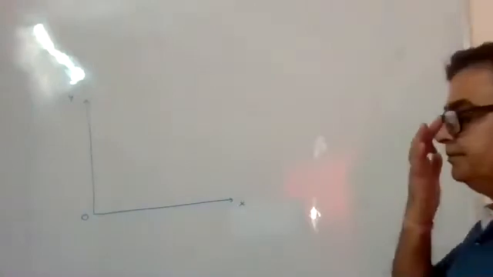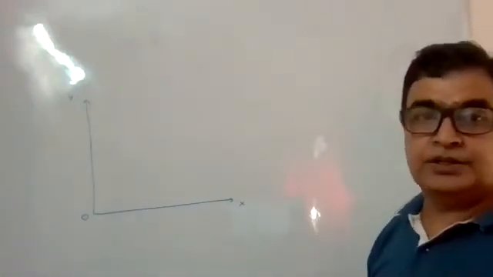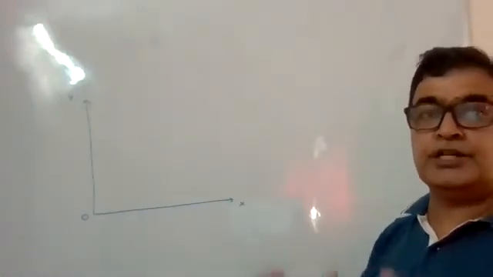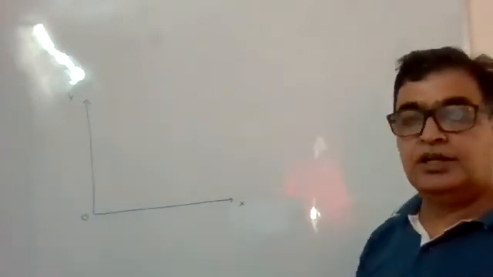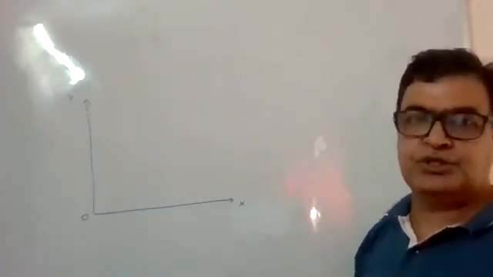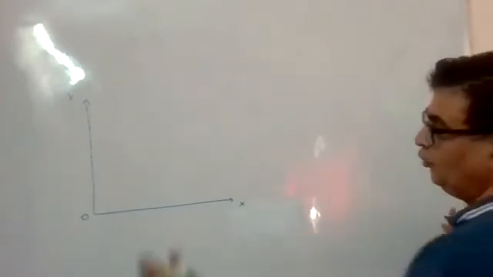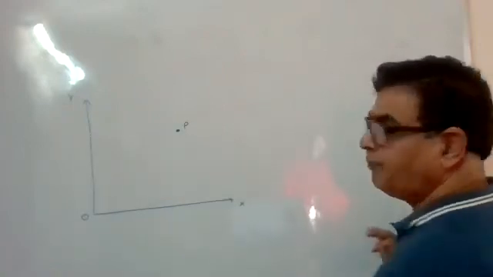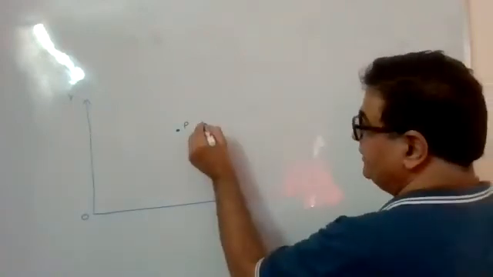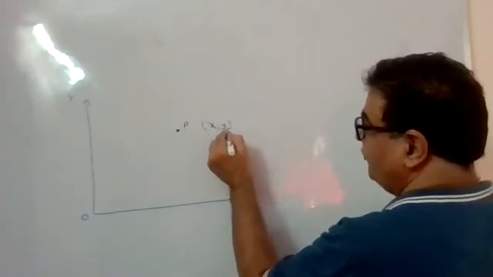This is the origin. I want the position vector of a point in a two-dimensional figure. This is two-dimensional, x and y we are taking, not three-dimensional; we'll take three-dimensional also. If you want to find the position vector of any point, let there be a point P given to you, and let its coordinates be x, y.